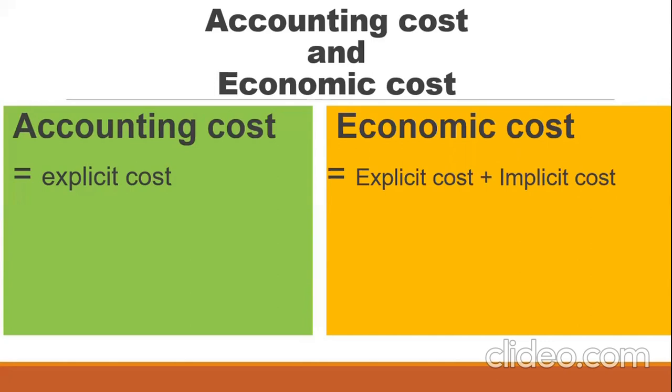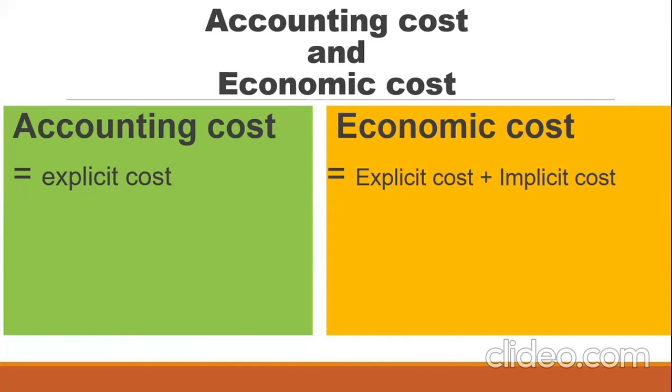If you are calculating accounting cost, you only put explicit cost. And if you are calculating economic cost, then you have to add explicit cost plus implicit cost, right? And as I said, accounting costs are the actual cost. Economic cost includes explicit cost, which is the actual cost, and implicit cost, which is opportunity cost. And I said implicit cost is the cost of giving up something.